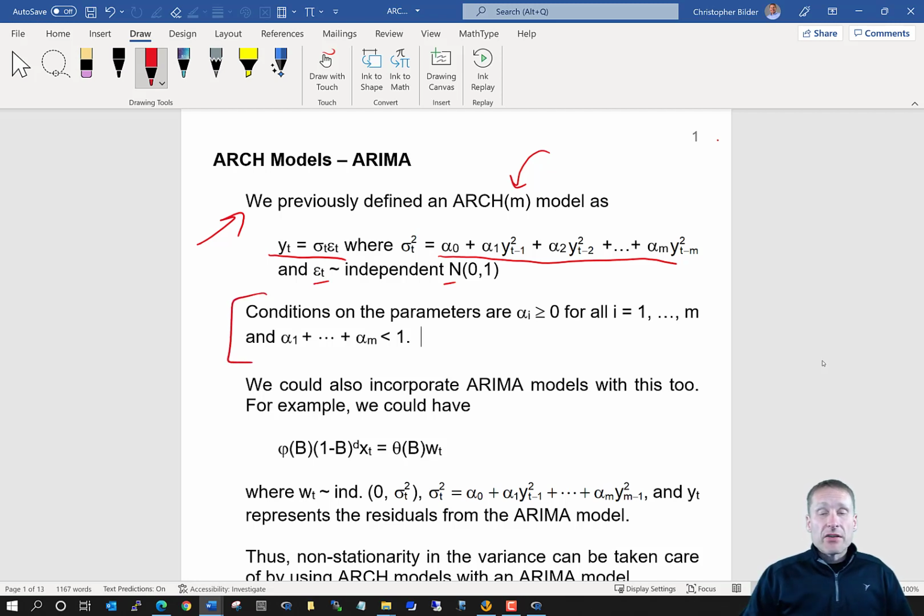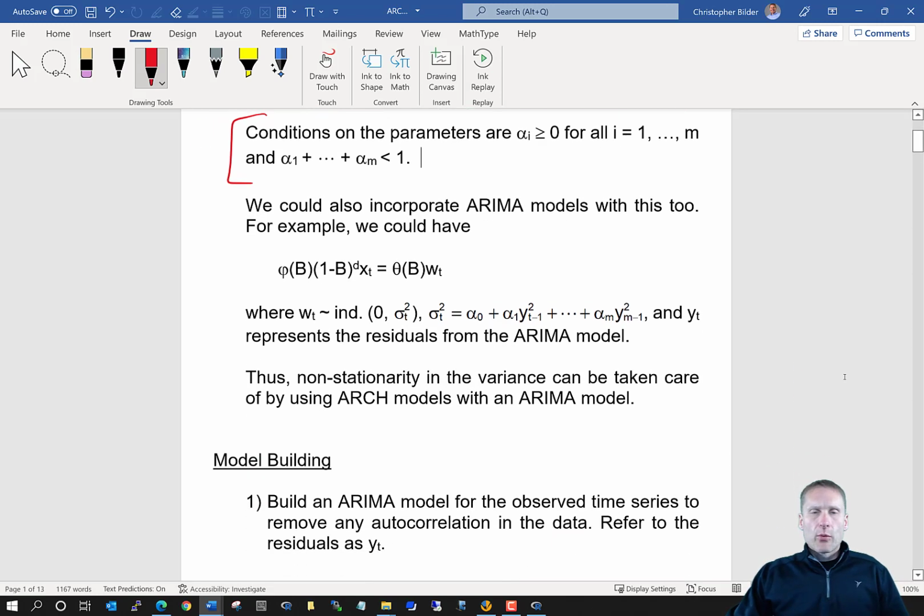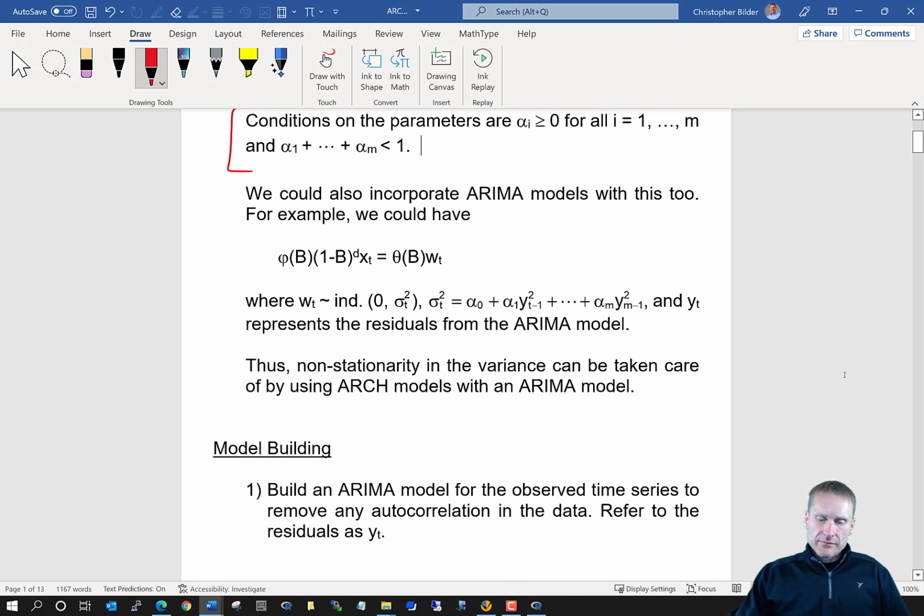Now we do have conditions on these corresponding parameters as well. Now to incorporate ARIMA models in the situation, suppose we observe some time series called x of t. With an ARIMA model, of course, we could have an AR component, we could have differencing, we could have an MA component, and then W sub t is our white noise. And again, for estimation purposes, we would typically assume that had a normal distribution.